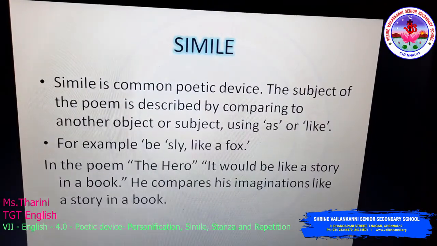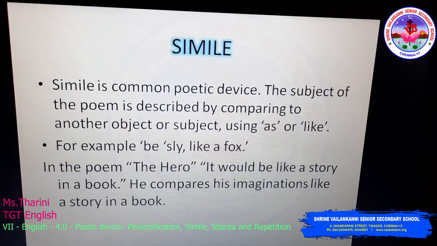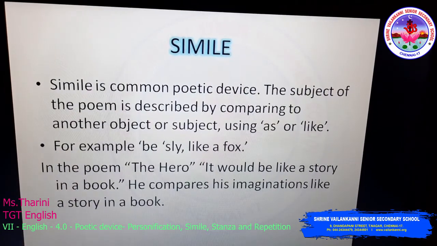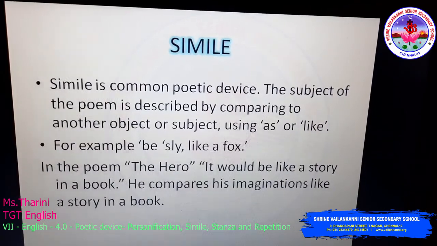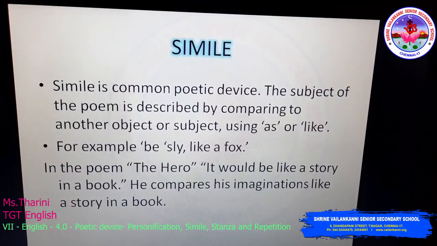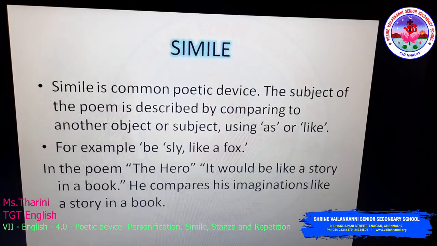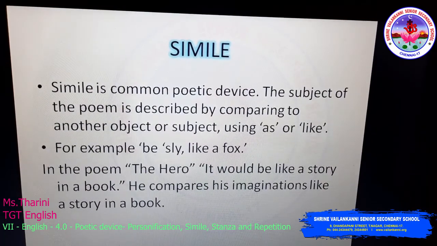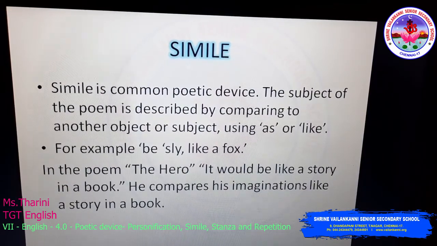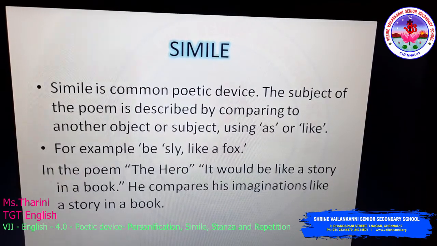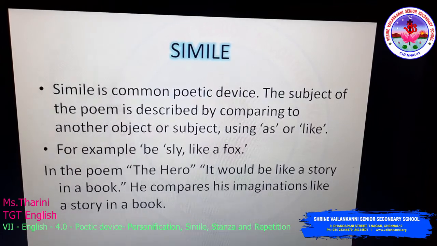Simile. Simile means similar. Simile is a common poetic device. The subject of the poem is described by comparing it to another object or subject using as or like. Now for example, be sly like a fox. So sly people are compared to a fox.